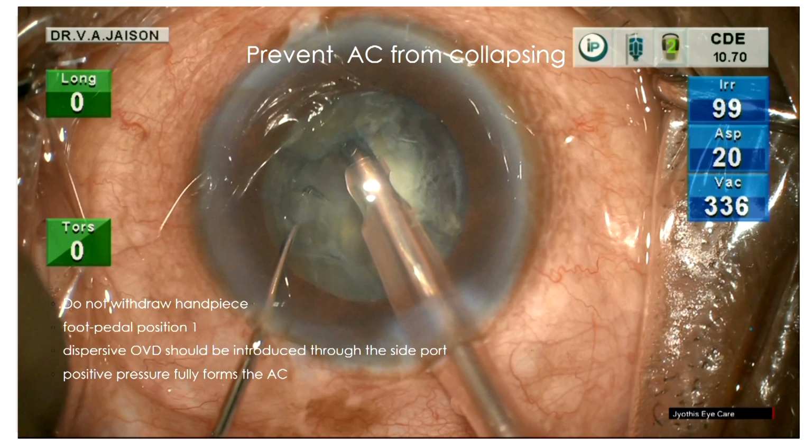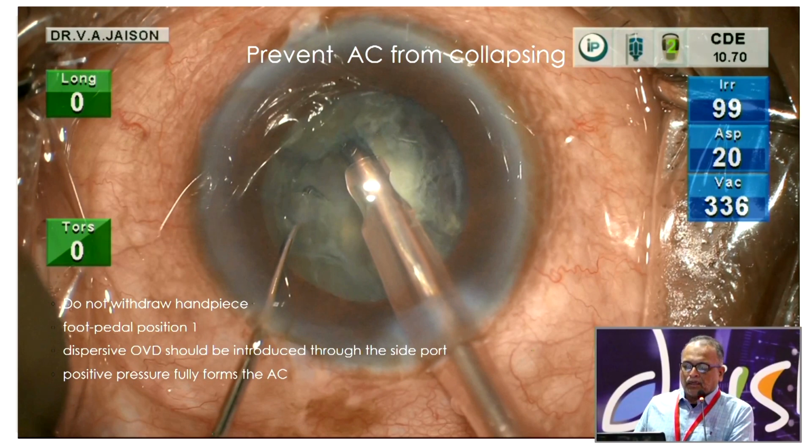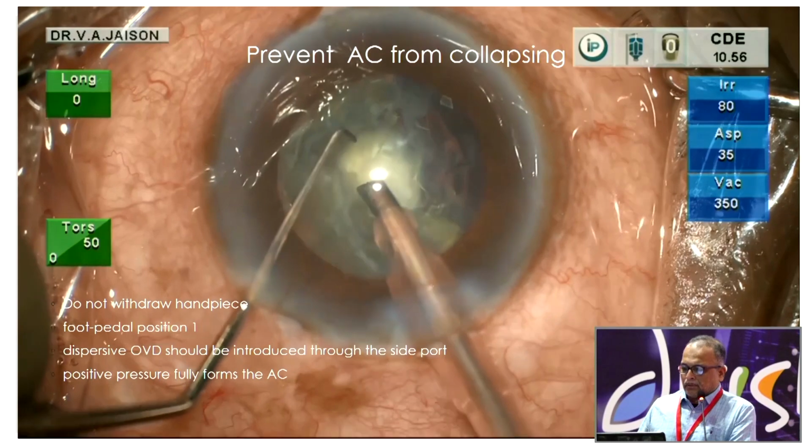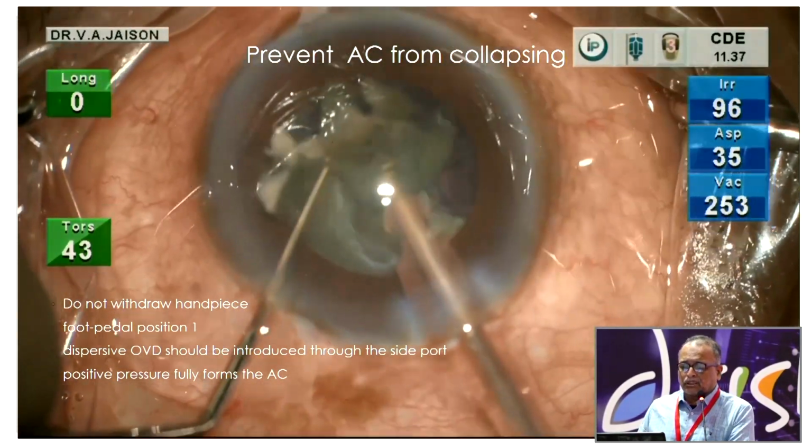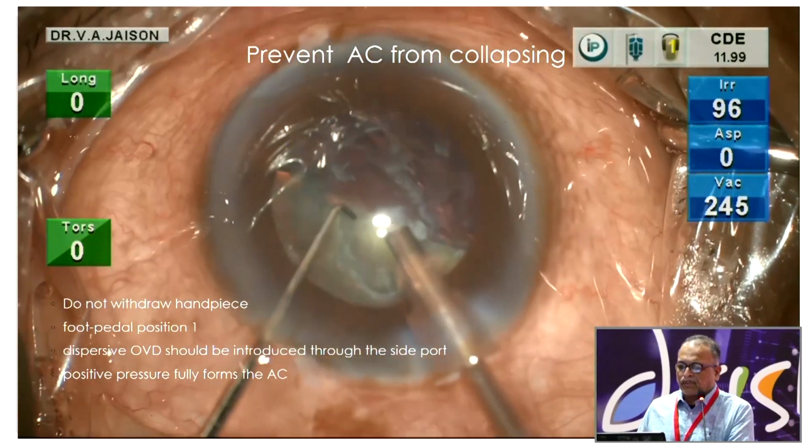So when you get a rent, what we have to do is, don't withdraw the handpiece. That is the first reflex you might get, but don't do that. And keep the pedal in position 1 so that there is irrigation. So that means you have to stop emulsification, you have to stop aspirating, and keep it in irrigation mode. And through the paracentesis, you inject viscoelastic to maintain the chamber.